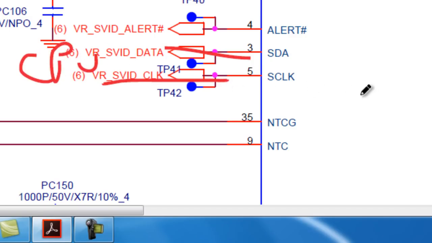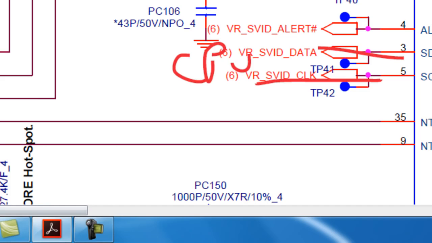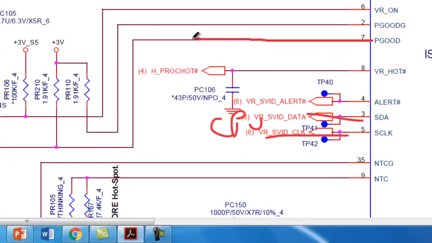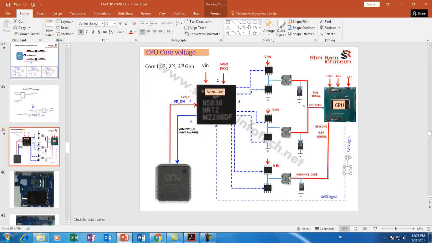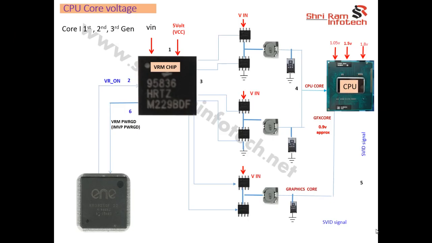Okay, and once this voltage is stabilized, this VRM chip sends out one signal that is called power good. That signal is known as VRM power good. That's supposed to be 3 volt. If 3 volt comes out, that means the entire VRM section is working fine. So in this way we can see how to check the voltages on this motherboard.